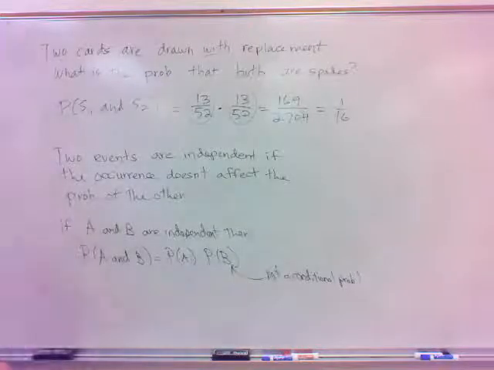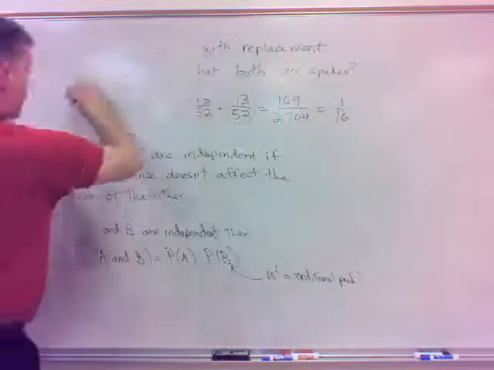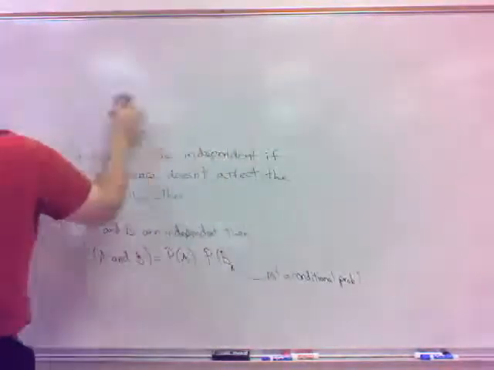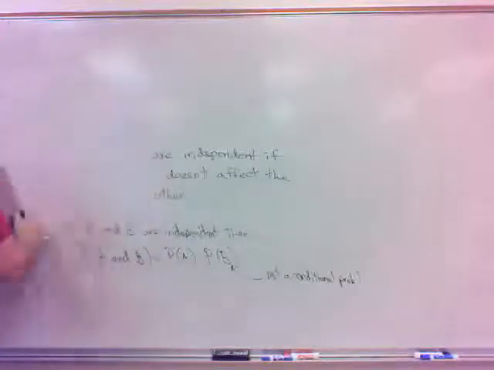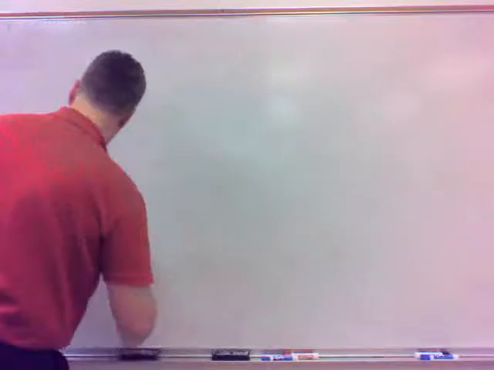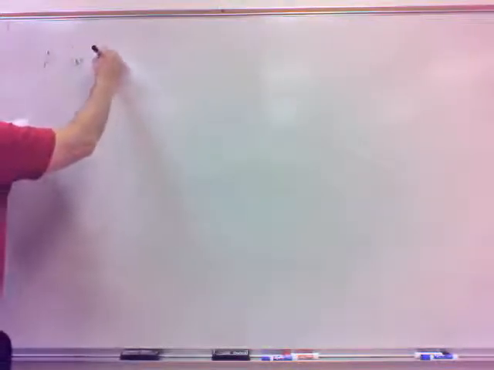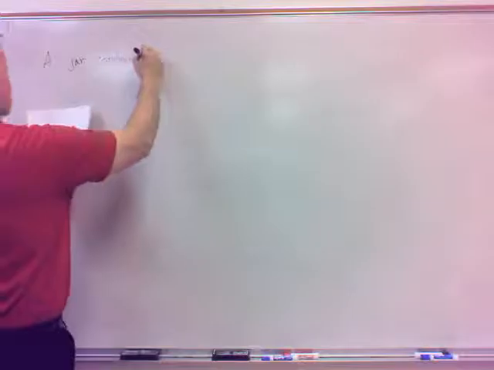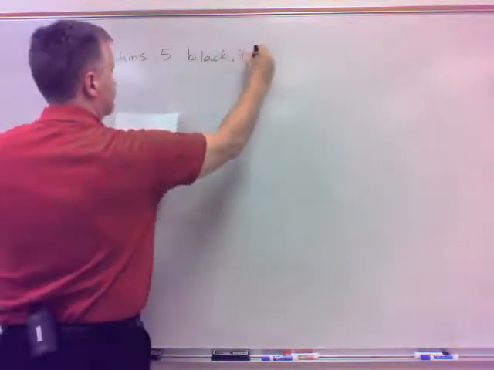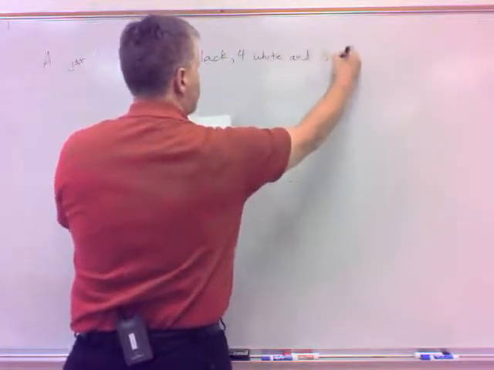Let me do another example here with a couple more with the "and." Let's say a jar contains 5 black, 4 white, and 8 red marbles.